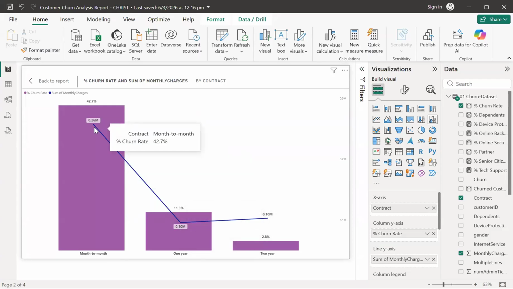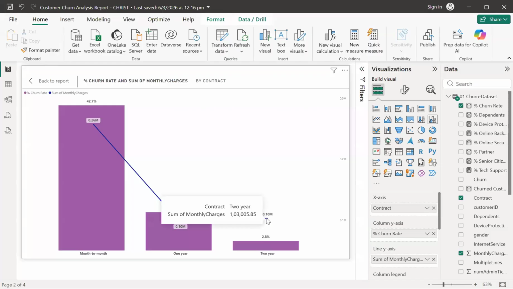So the total revenue generated by those customers who are taking the month-to-month contract is 0.26 million. Then the total revenue generated by the customers who are taking the yearly contract is 0.1 million. And for the 2 year contract it is the same, 0.1 million. So you can see what numbers we are getting over here.